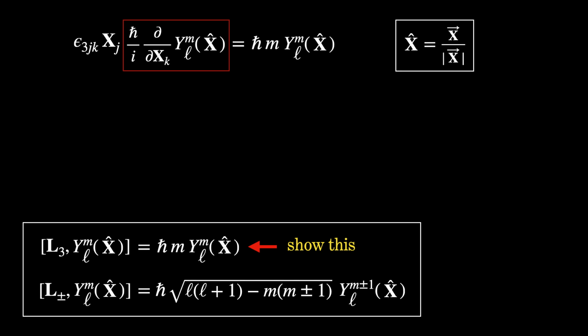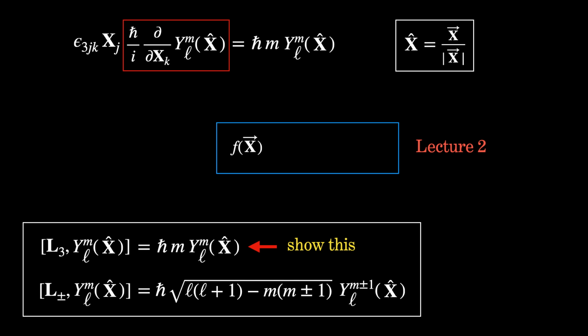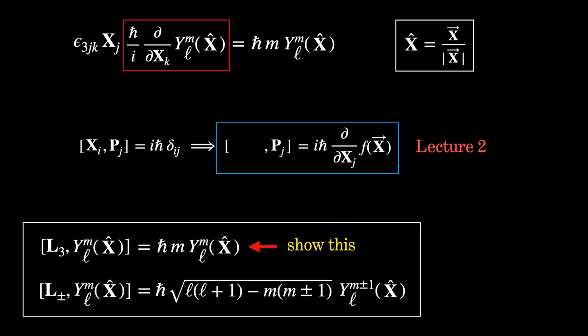there's no issue of ambiguous ordering of operators. Let's look at the term in the red box. Recall that back in Lecture 2, we have demonstrated the product rule of commutators and how this could look like a derivative when the commutation relation between position and momentum is applied. F can be any function of the position operator. Let's use this identity to write the derivative in the red box as a commutator.